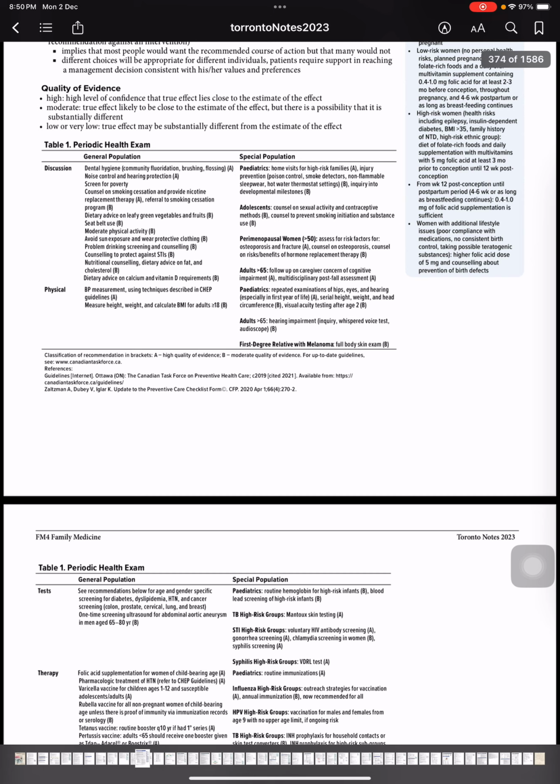First degree relative with melanoma, you need to check full body skin exam. Okay, so this is something that we usually practice in clinic. Whenever a patient is coming in for periodic health exam, we make sure that we have a look at the skin on the back, around the ears, around the nose, everywhere we do see. And if there's any suspicion of an irregular mole or irregular lesion on the skin, we make sure that we send the patient to a dermatologist.